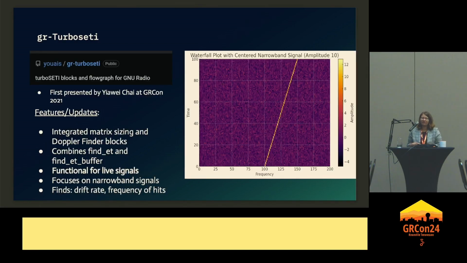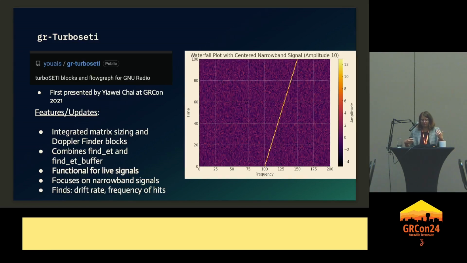So I did this primarily through GR Turbo SETI. You might recognize this as having been presented by a summer student 3 years ago at GRCon 2021. This software, or this out-of-tree block, is mostly designed in order to find drifting signals, so signals that change in frequency over time due to the rotation of the Earth, and also finding signals that are narrowband, and that's what we're primarily looking for in this project.